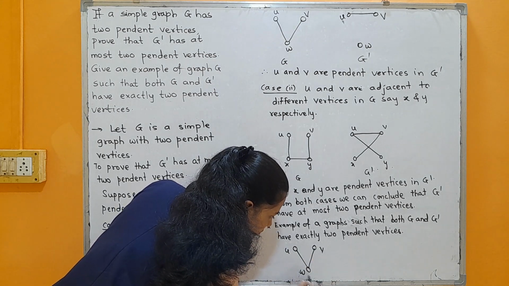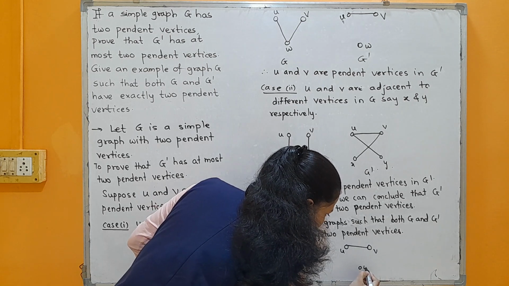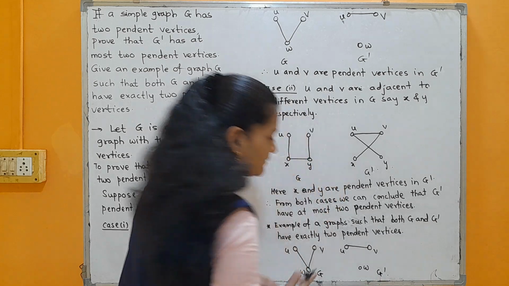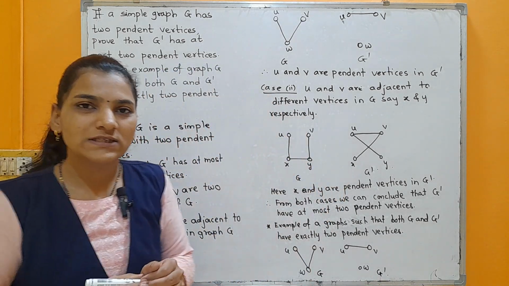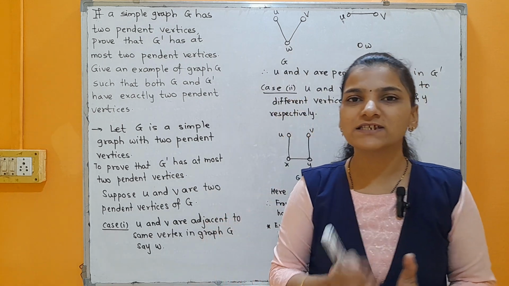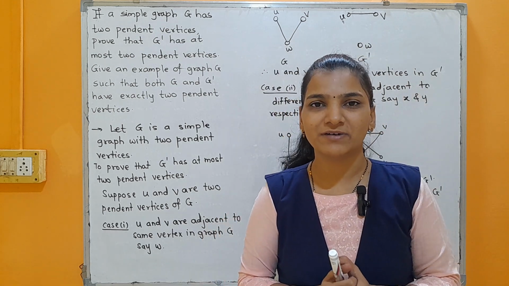U, V, W. This graph is G and this graph is G dash. So we have proved this result. Now take a screenshot of this. In our next video, we are going to solve another example from practical number 1. Thank you.